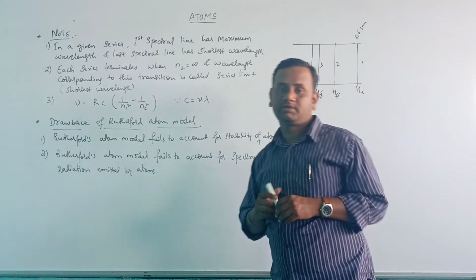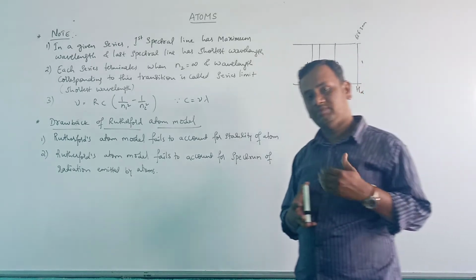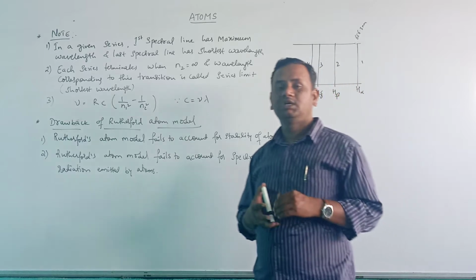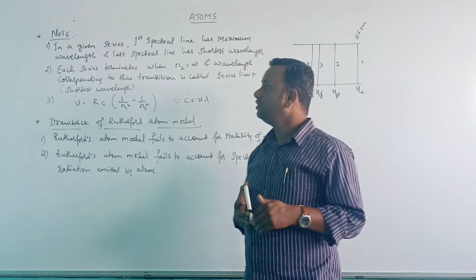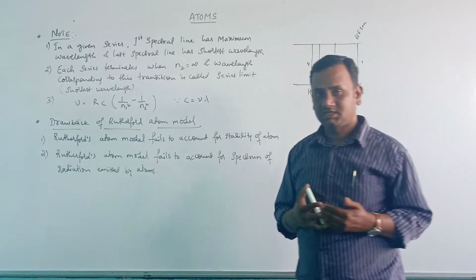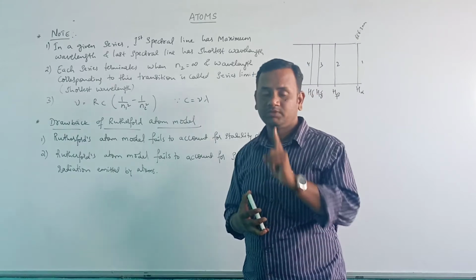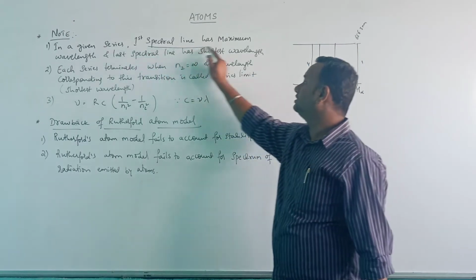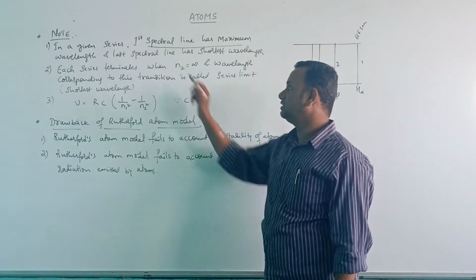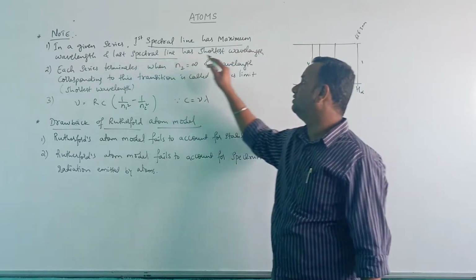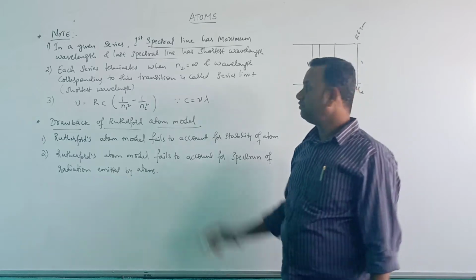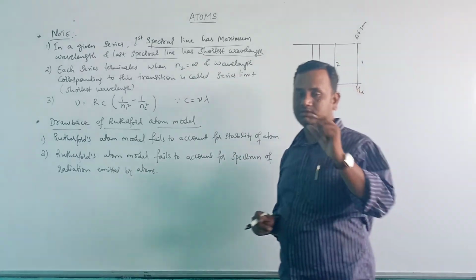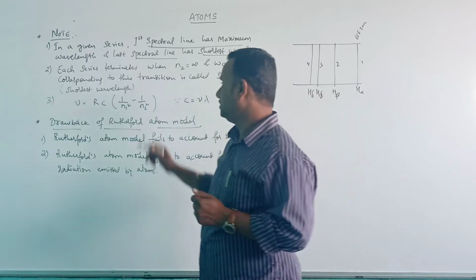Not only for this Balmer series, but even for the Lyman series, Paschen series, Brackett series, and Pfund series, wherever we are observing a spectral series, you should remember that the first spectral line always has the maximum wavelength, and the last spectral line always has the shortest wavelength. So this point we should remember.